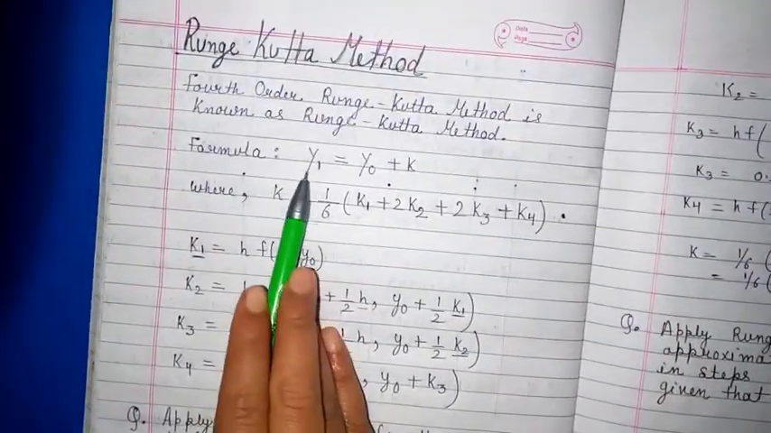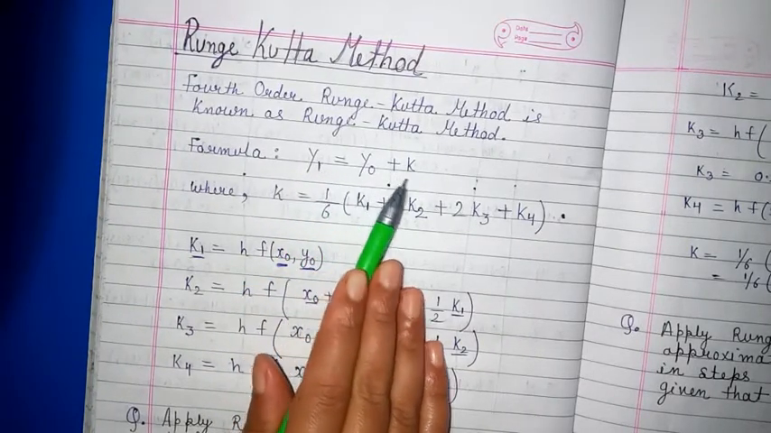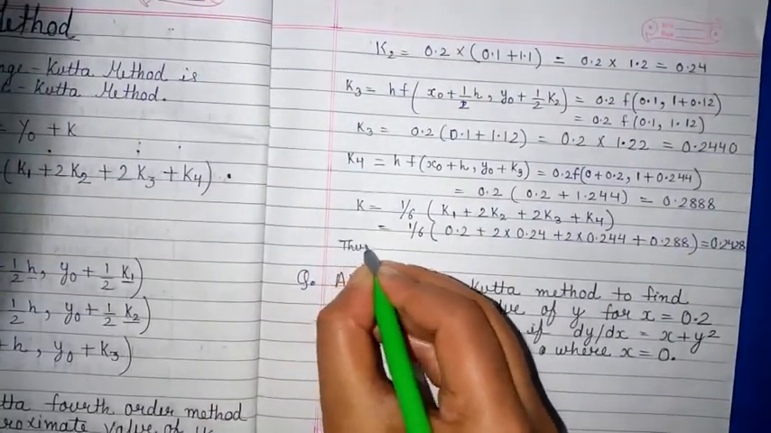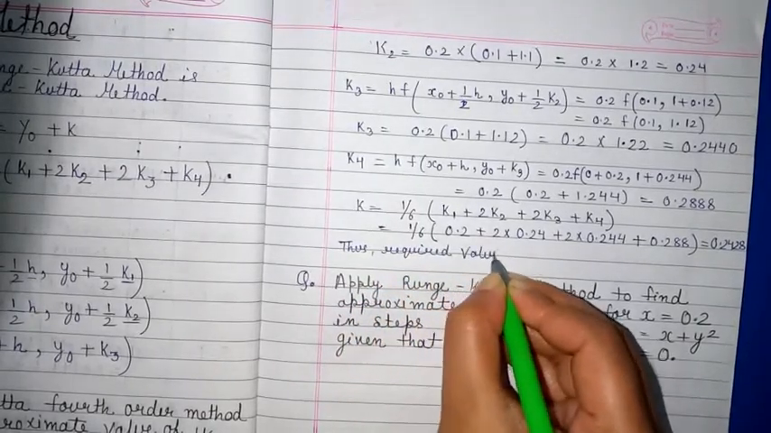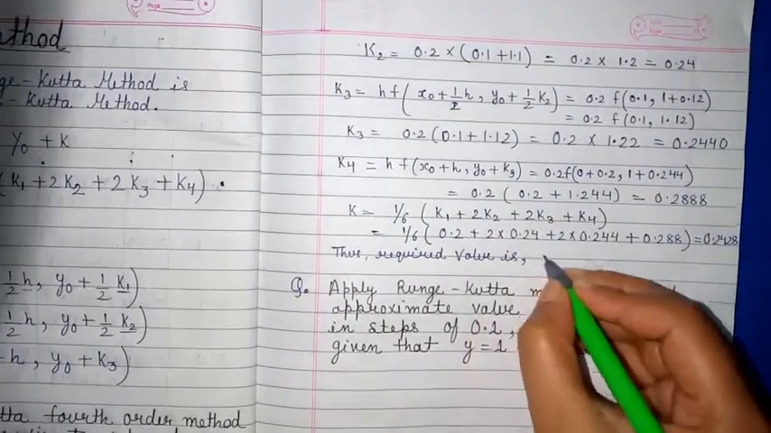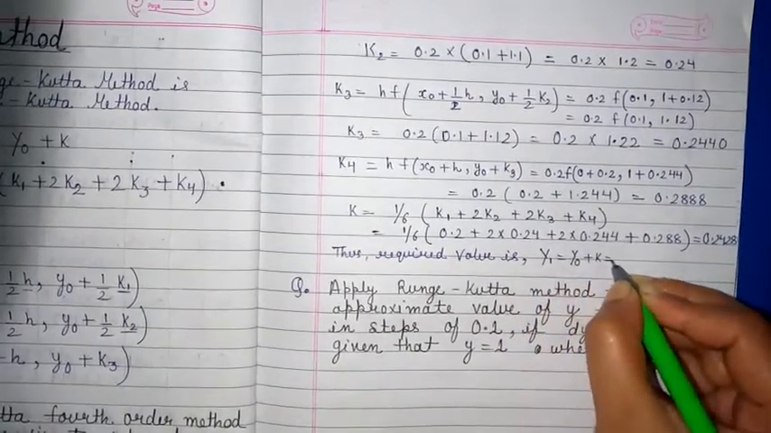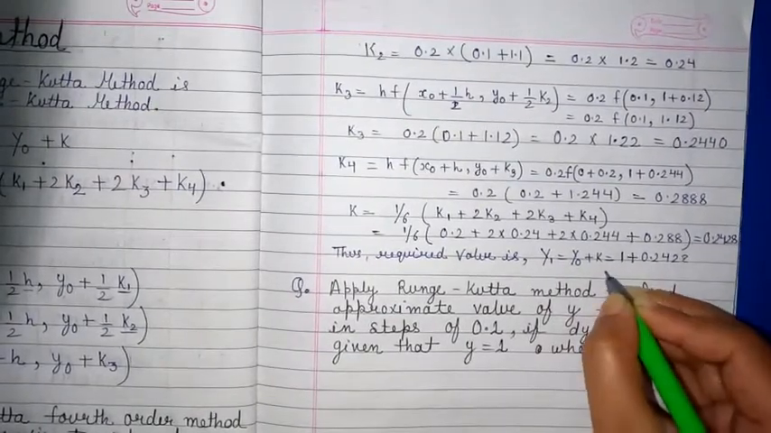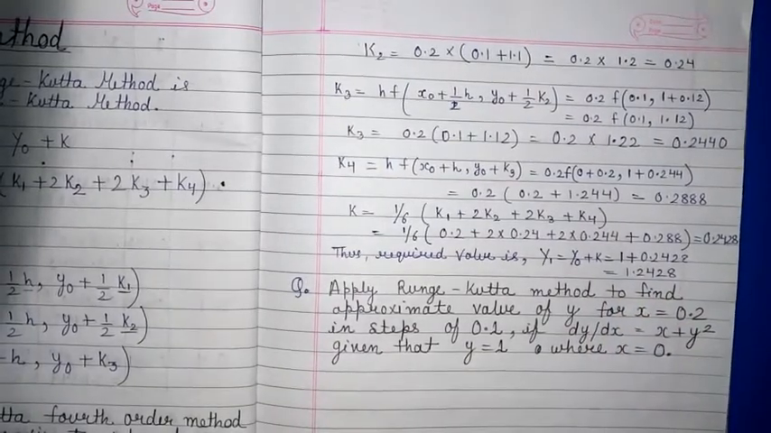Now according to the formula, what was the formula? Our formula is, if you have to find y1, then y1 is equal to y0 plus k. So the required value is y1 equal to y0 plus k, meaning y0 value is 1 plus 0.2428. Our answer will be 1.2428. So this is the answer.